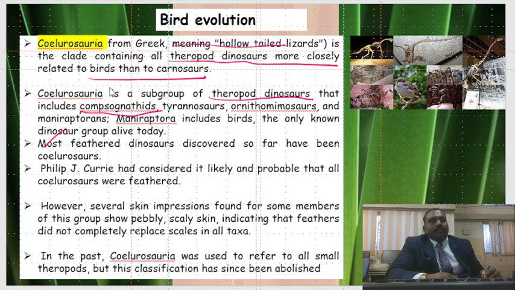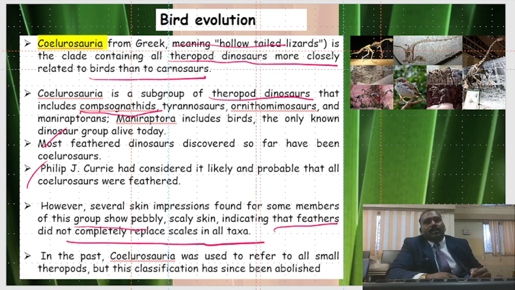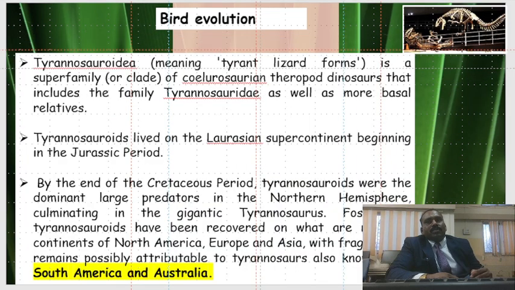vertebrates. The most feathered dinosaurs discovered so far are Coelurosaurs, and those were present in the Triassic period. However, several skin impressions found in some member groups show scaly skin, indicating that the feathers did not completely replace the scales in all the taxa. Still, the impression of the scales and the strips is also present in the remnants.